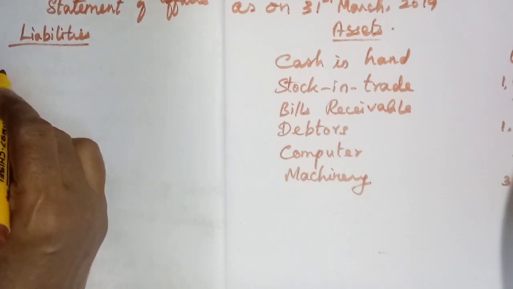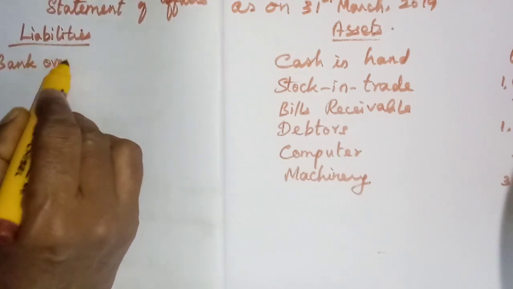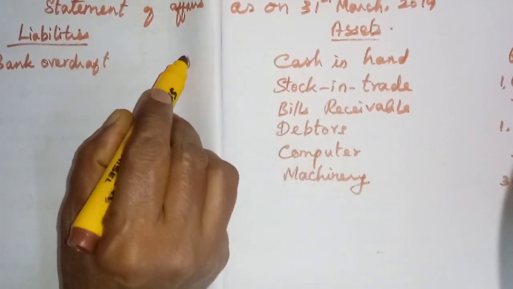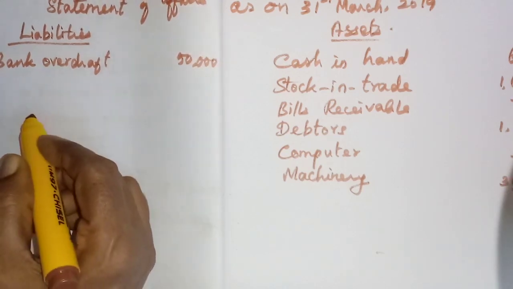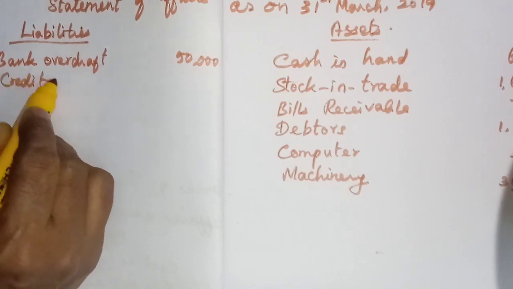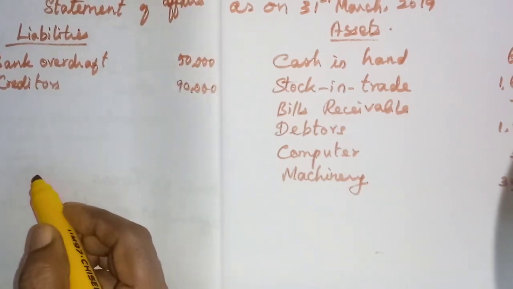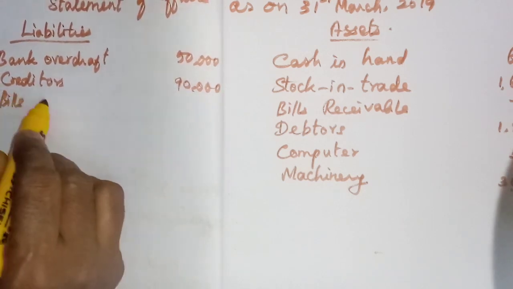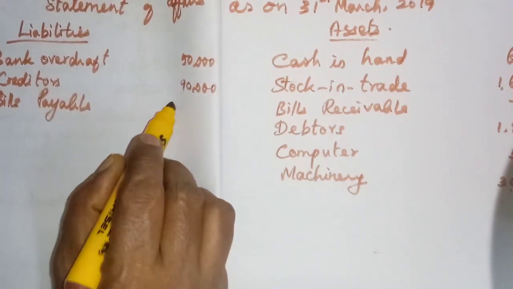Liabilities, current liabilities first. Bank overdraft, 50,000. Then creditors, 90,000. Creditors 90,000. Then bills payable, 2,40,000.